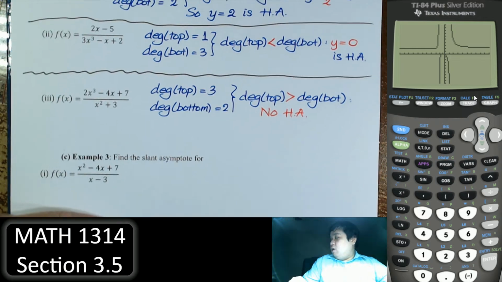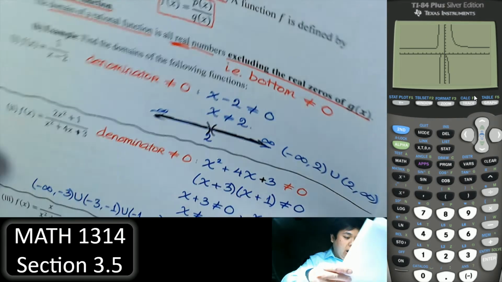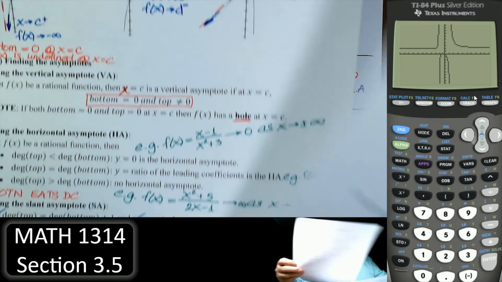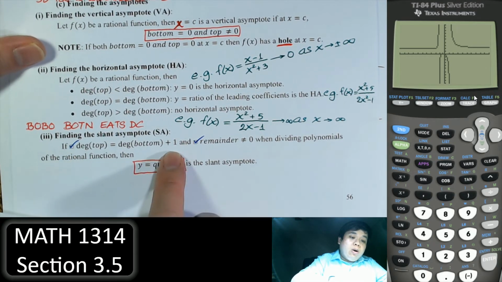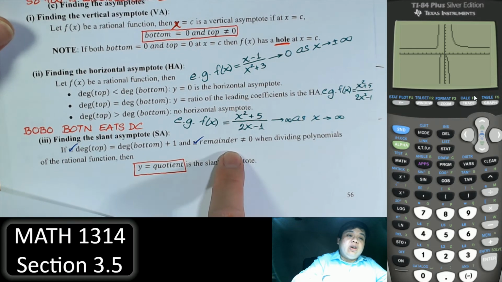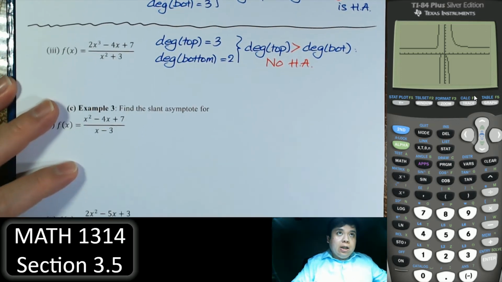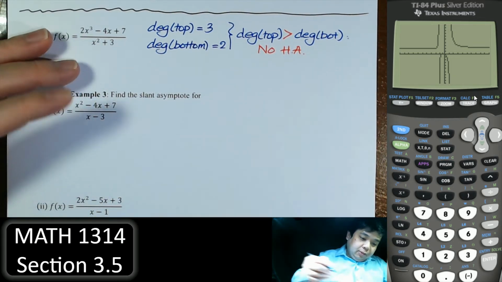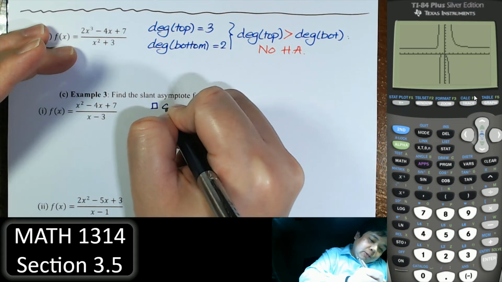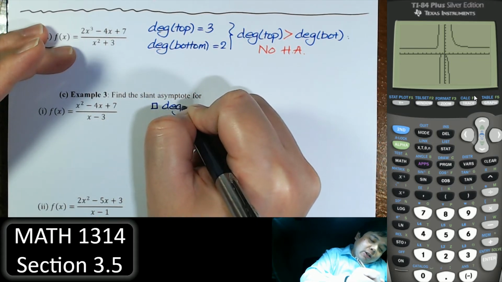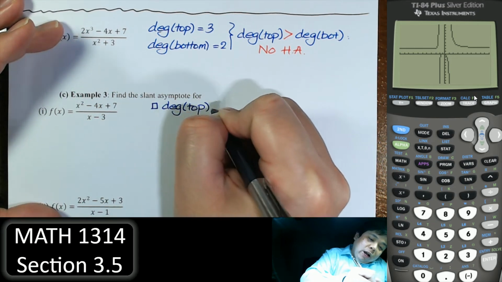Right, for the slant asymptote, just go back and review. For the slant asymptote, we need two things. The degree on top is 1 more than the bottom, and the remainder not equal to 0 when we divide them. So first, this degree on top 1 more than the bottom.